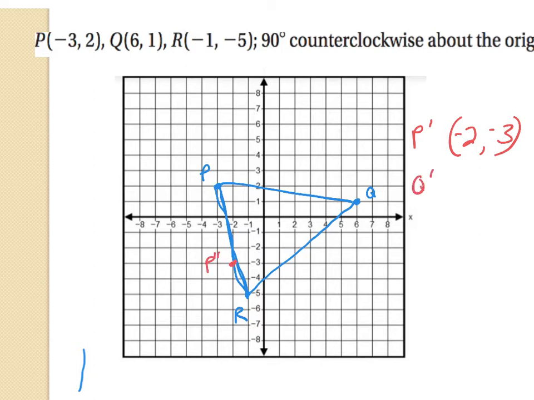When I do Q prime, I'm going to switch the order. Q is going to go to the second quadrant, so that's going to be negative, positive. And then R prime, we're going to switch the order, and R is in the third quadrant, so it's going to go to the fourth quadrant, which is going to be positive, negative. So 5, -1.